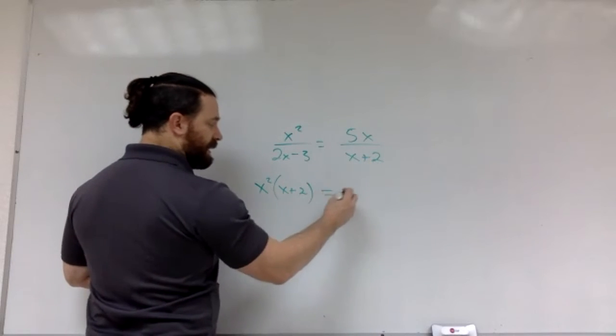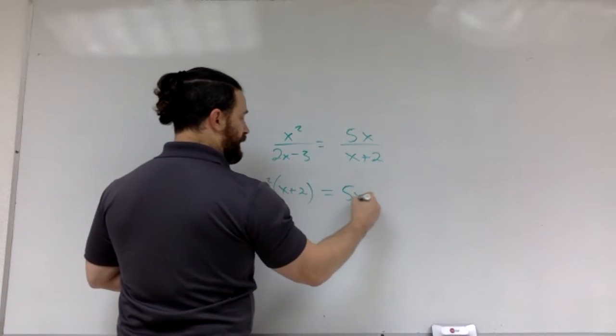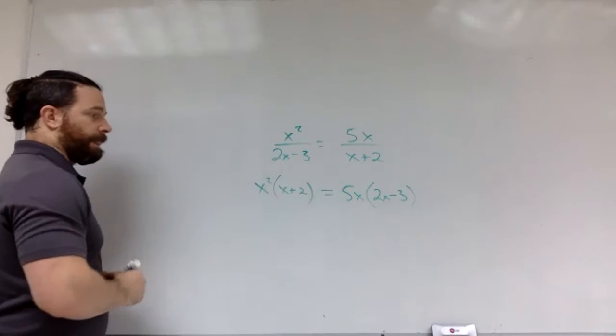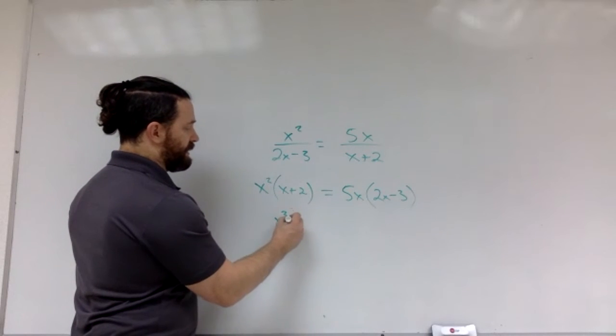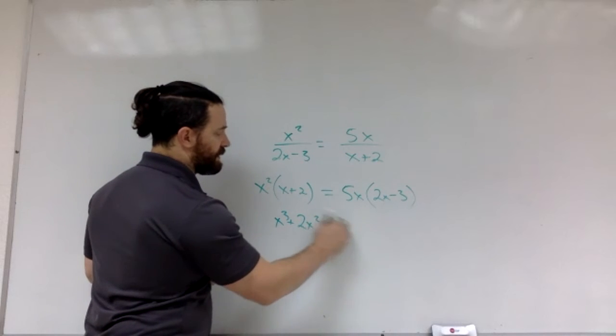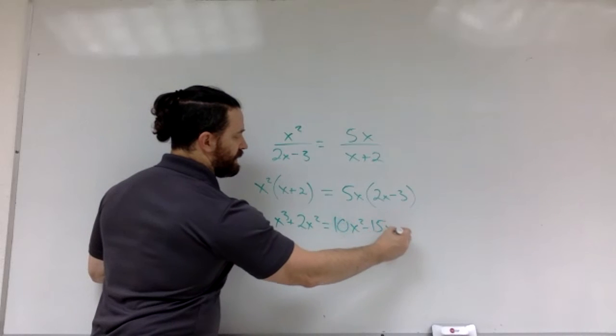And that's going to be equal to this times this. So that's 5x times 2x minus 3. After that, I do my distribution on both sides. So I'm going to get x cubed plus 2x squared equal to, that's going to make 10x squared minus 15x.